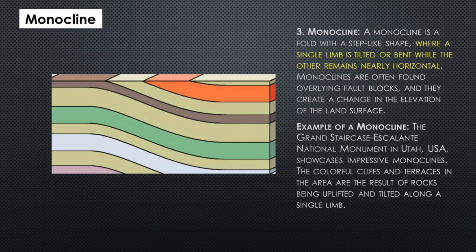So the third one is the monocline. We all know mono means single. So a monocline is a fold with a step-like shape where a single limb is tilted or bent while the other remains nearly horizontal. Monoclines are often found overlying fault blocks, and they create a change in the elevation of the land surface. For example, the Grand Staircase-Escalante National Monument in Utah, USA shows impressive monoclines.